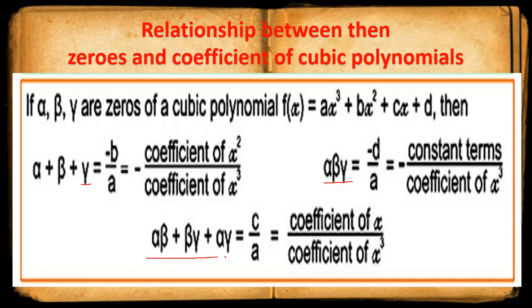Similarly, when we take the sum of the products of two zeros, alpha beta plus beta gamma plus alpha gamma, that means alpha into beta plus beta into gamma plus alpha into gamma is equal to c upon a, and c is the coefficient of x and a is the coefficient of x cube. So we can say the sum of the products of the zeros taken two at a time is coefficient of x upon coefficient of x cube. So these are the relations for the linear polynomial, for the quadratic polynomial, and for the cubic polynomial. We have to remember them.